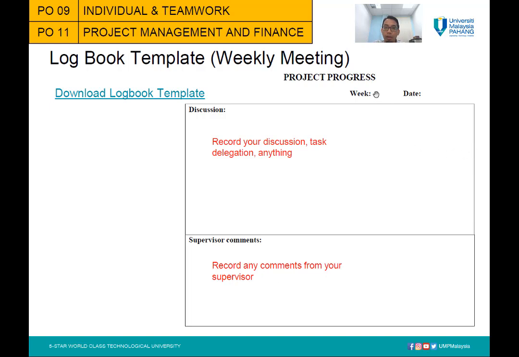And write the weeks. For example, you can do it backdated from week 1 until the end. Date from when to when, this week from when to when. Record your discussion. And the important thing is task delegation. You have 4 members, but some of you have 2 members. So make sure that all members do their part. Because at the end of this semester, you will have the peer review. Your friends will give marks for the other members. So please do your job.